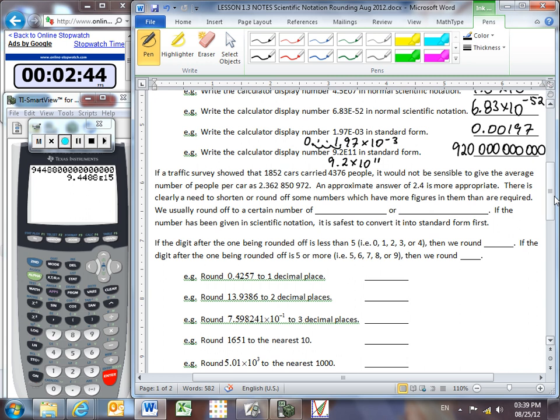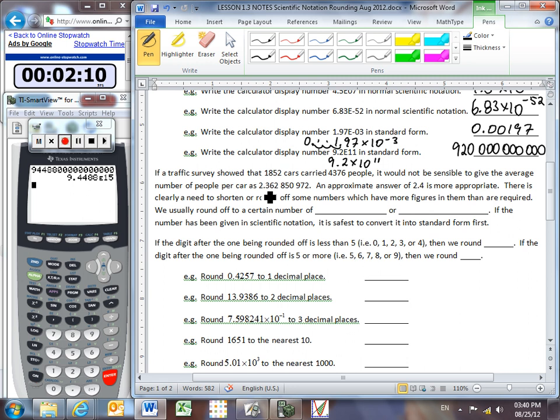Now then, suppose that you did a traffic survey and discovered that you had 1,852 cars carrying 4,376 people. We could do the division here, 4,376 divided by 1,852, to find out the average number of people being carried per car. But can you imagine if you gave somebody the answer? Oh, okay, how many people per car? 2.362850972. That is a little bit more descriptive than you need to be.